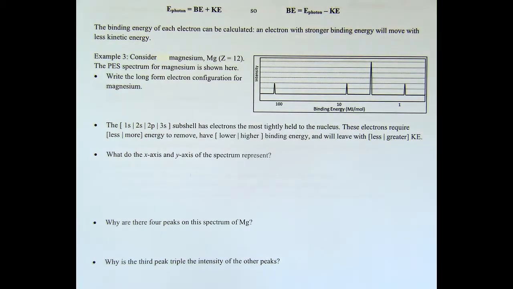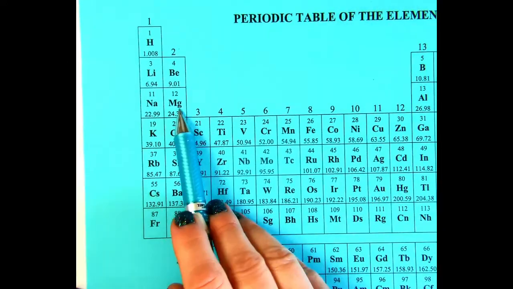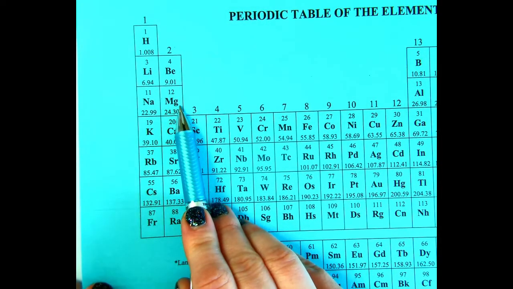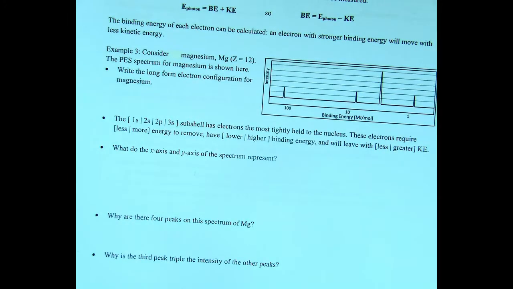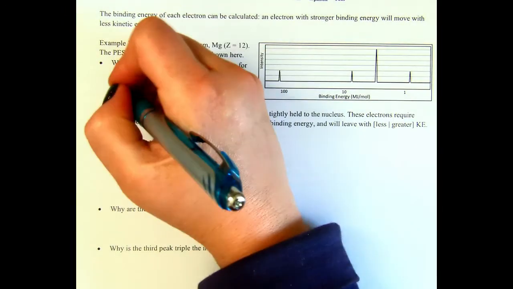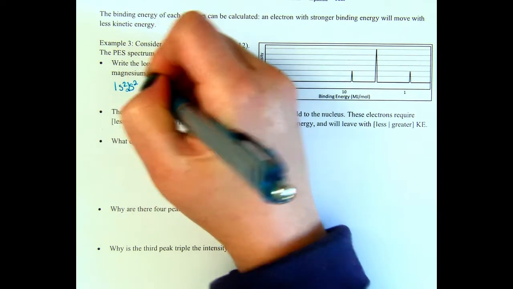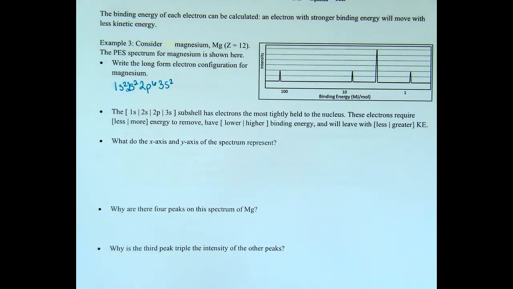First, the long-form electron configuration for magnesium. Magnesium, Mg 12, is right here on the periodic table. Take a second and see if you can write the long-form configuration of magnesium on your own, then come back and check your work. All right, the long form for magnesium is 1s2, 2s2, 2p6, 3s2. That's our long-form electron configuration.